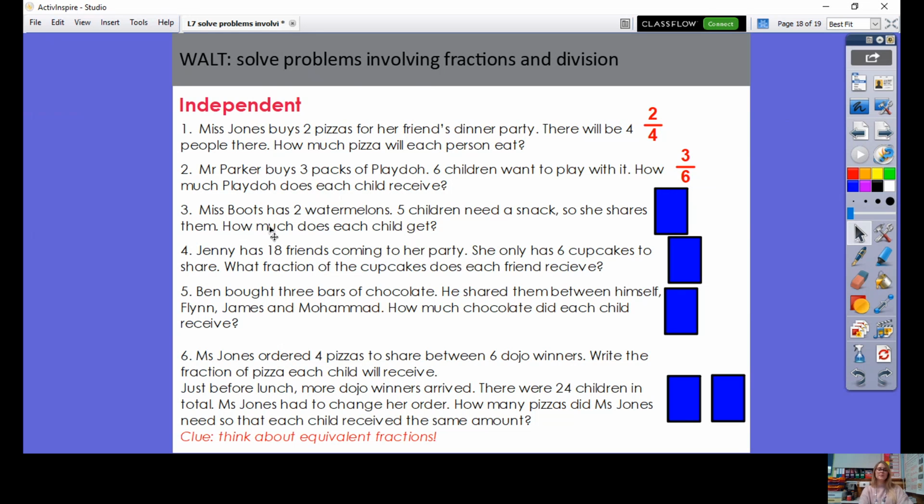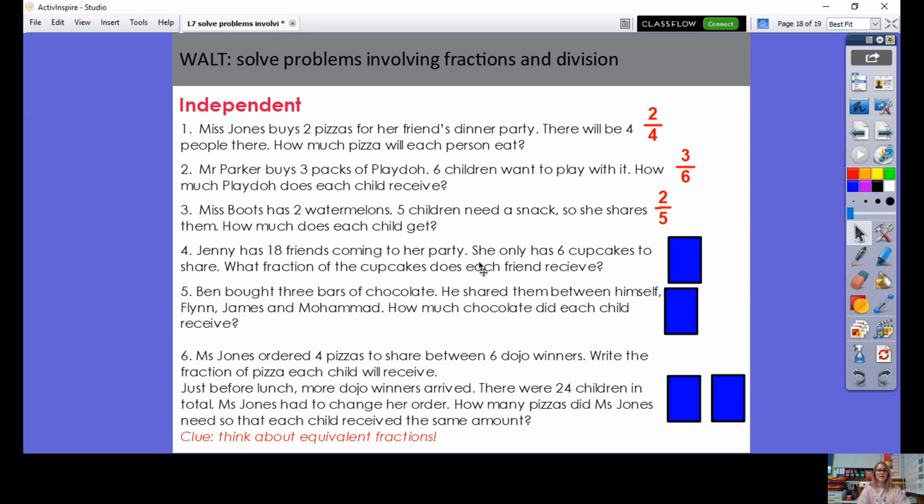Number 3, Miss Boots has 2 watermelons. 5 children need a snack, so she shares with them. How much does each child get? So there are 2 watermelons and 5 children. So we should have got 2 fifths. Well done if you've got those so far.